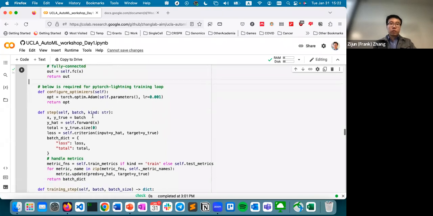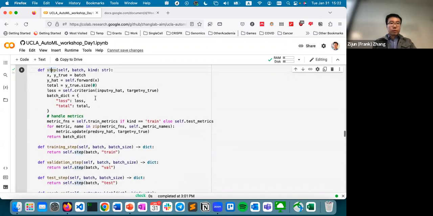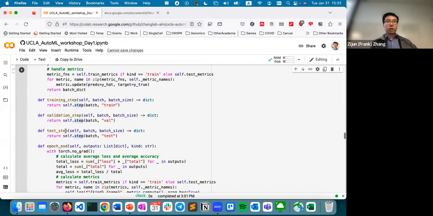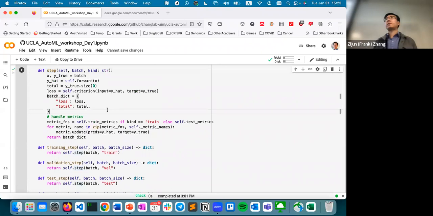So in order to use this, again, I will have to specify a few additional things. This configure optimizers can be translated to model.compile, right? Basically we specify that we're using Adam as our optimizer. And this step function, train step, validation step, test step, and all epoch end are all implemented so that we can match this model.fit in Keras.